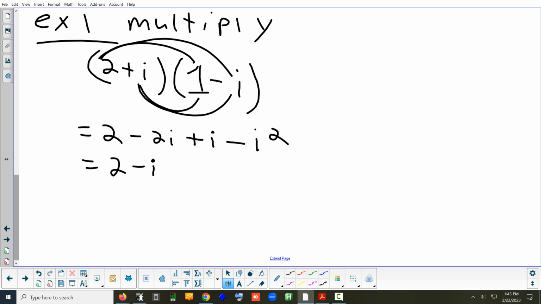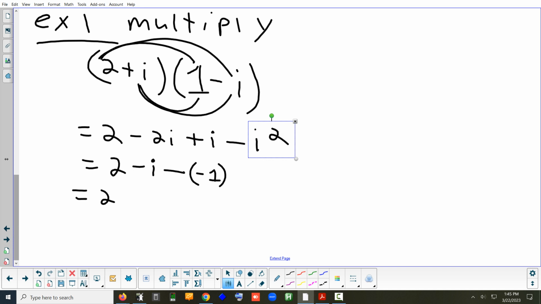Yeah. So negative 1i minus, and now we have an i squared. What did we say earlier? i squared always turns into negative 1. So this negative is coming from the formula. This negative inside the parentheses is coming from i squared.